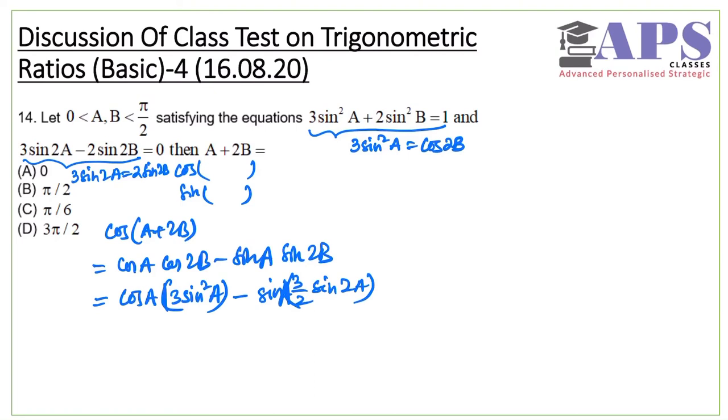Now still we have something. Okay, sin 2A can be simplified. This is 3 sin square A cos A, and there minus sin A into 3 sin 2A, so sin A cos A, and the denominator 2 is cancelled. So they are the same thing. So it is 0. Therefore the correct option here, cos of that is 0, so that angle is pi by 2. So option B is correct.